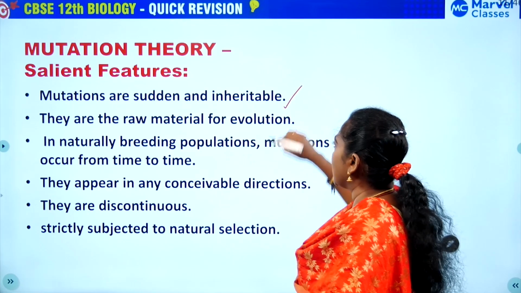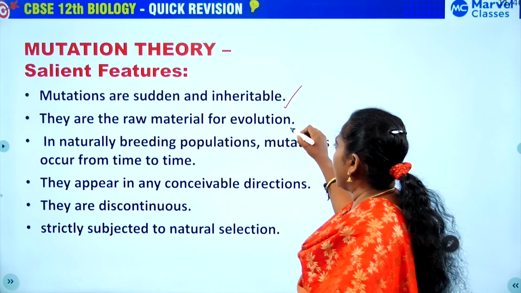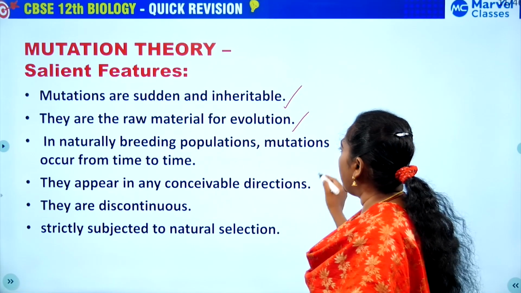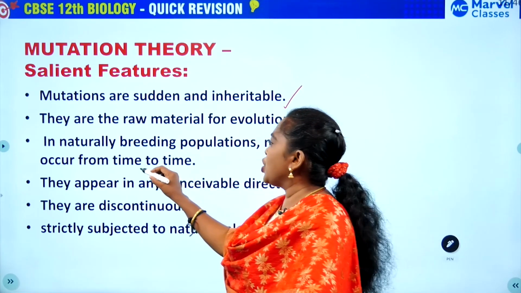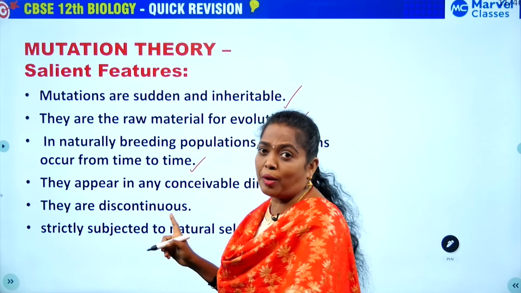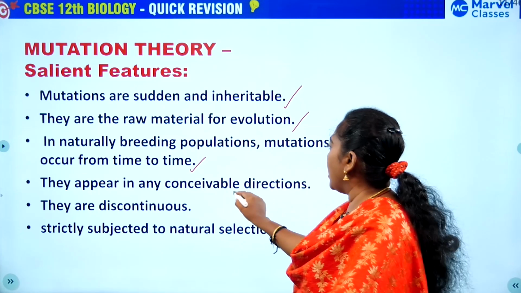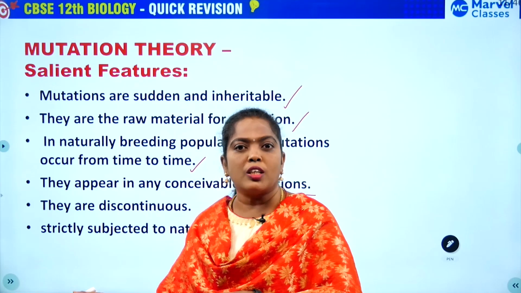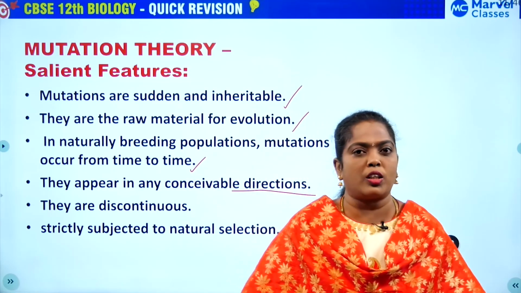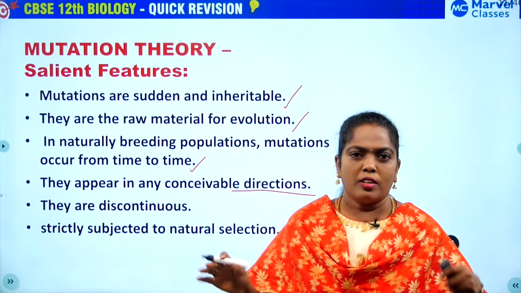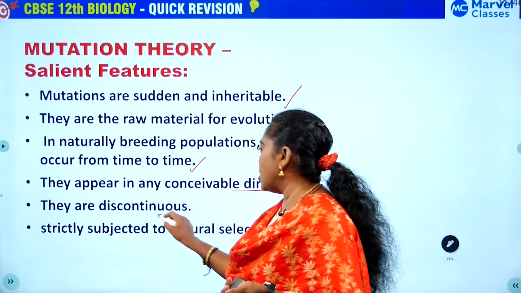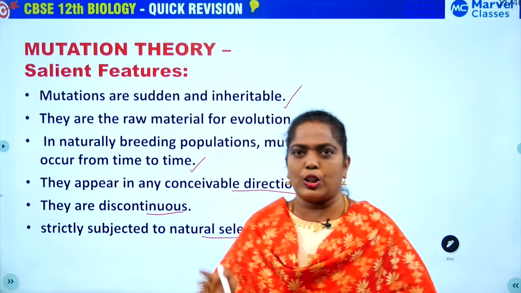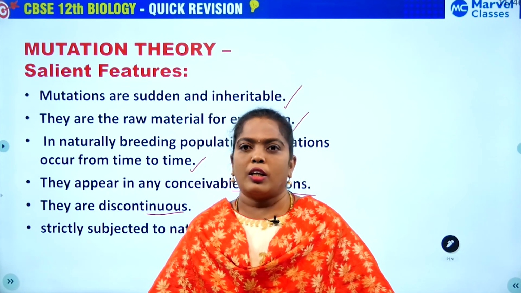The mutations are sudden and inheritable. They are the raw material for evolution, and in naturally breeding populations, mutations occur from time to time. They appear in any conceivable direction, because mutation won't always be advantageous. Sometimes it can be disadvantageous, and sometimes it has no effect. They are discontinuous and strictly subjected to natural selection. These are the salient features of evolution.